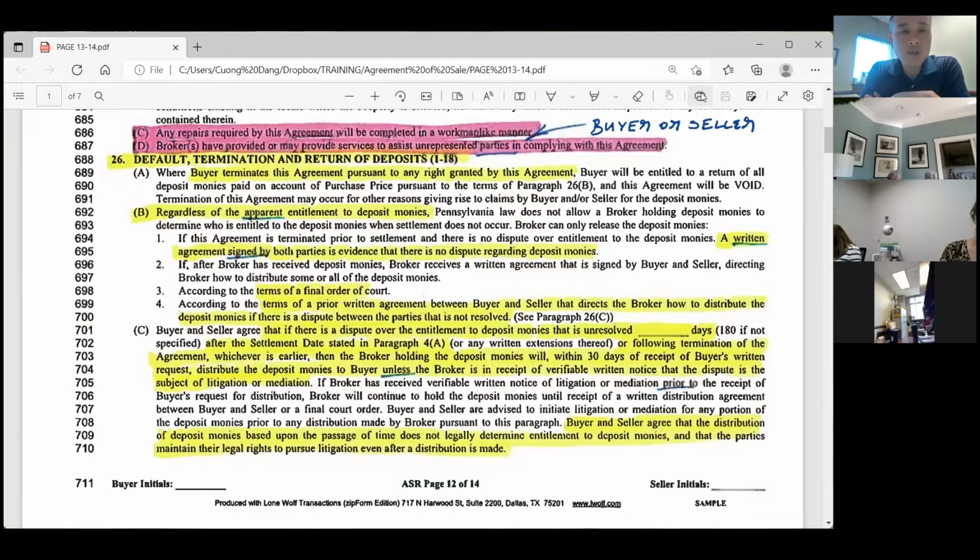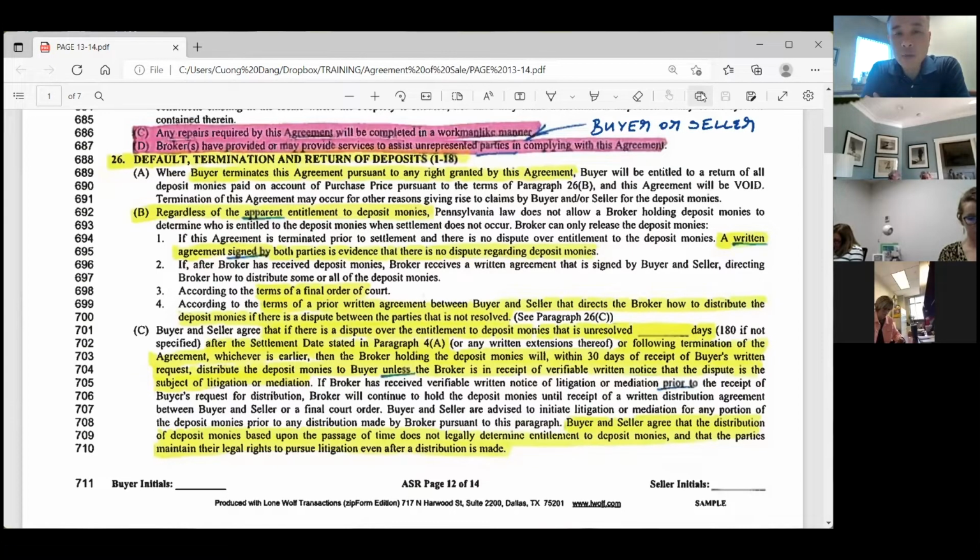Buyer and seller agree that if there is a dispute over the entitlement of deposit monies that is unresolved for blank days, 180 if not specified, after the settlement date stated in paragraph 4A or any written extension thereof, or following termination of the agreement, whichever is earlier, then the broker holding the deposit monies will, within 30 days of receipt of buyer's written request, distribute the deposit monies to buyer unless the broker is in receipt of verifiable written notice that the dispute is the subject of litigation or mediation.